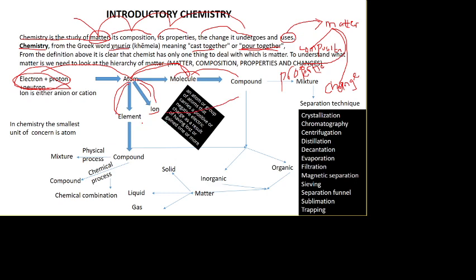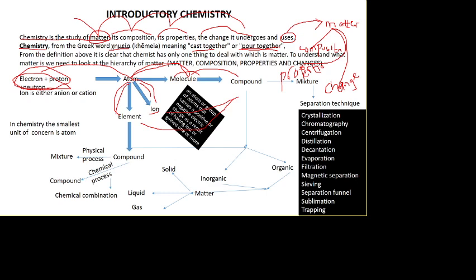And also, elements can aggregate to form compounds. But what I want you to understand in this structure is the hierarchy: an atom is small compared to a molecule, a molecule is small compared to a compound, and a compound is small compared to a mixture.